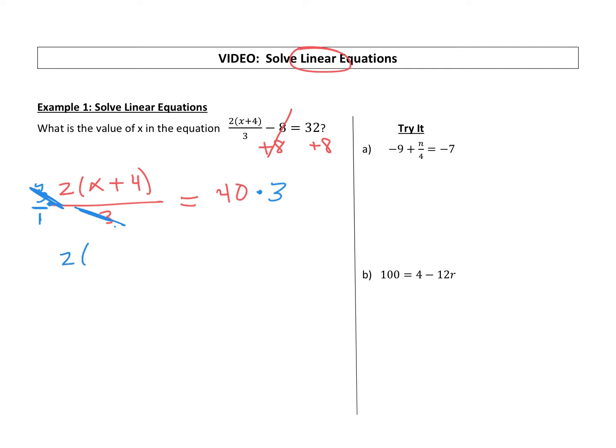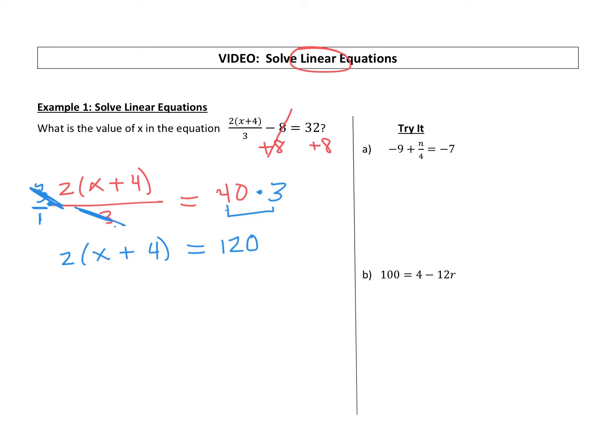All right, we're going to carry down our 2 times the quantity x plus 4 equals 40 times 3. If you don't know the zero trick, anytime you're multiplying a number that ends in a 0, you can multiply the non-zero numbers. 4 times 3 is 12. And there was 1 zero that we kind of ignored, so we put the 0 back on, and you get 120. Okay, so we are trying to solve for x, which is inside this parentheses right here.